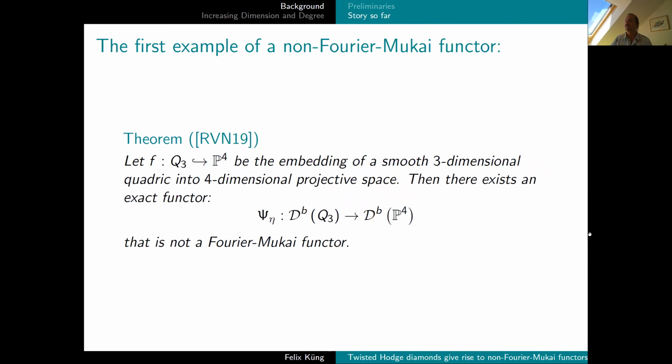However, a few years ago, my advisor Alice Rizzardo, Michel Van den Bergh, and Amnon Neeman constructed a non-Fourier-Mukai functor by taking the embedding of the three-dimensional quadric into four-dimensional projective space, deforming this quadric in a non-geometric way, and pushing it down into projective space again. This functor can be proven to be non-Fourier-Mukai by using A-infinity obstructions.